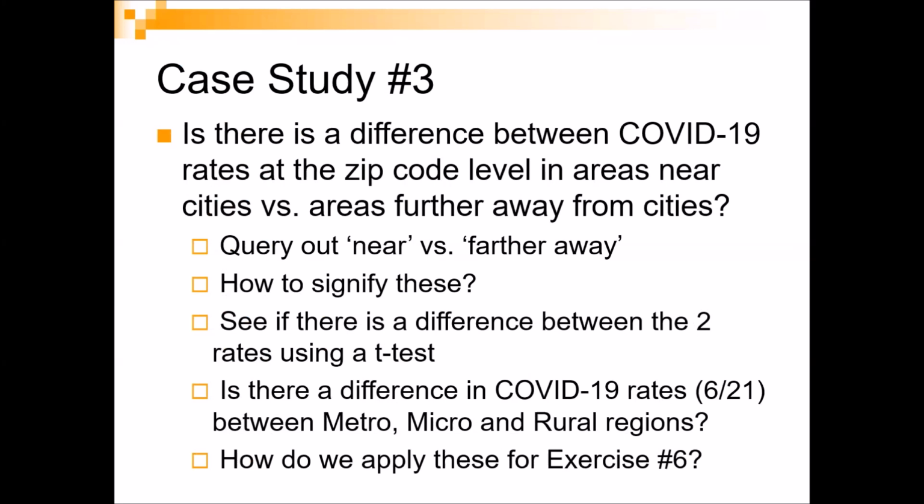And what I want us to do is open up case study number 3. And we're going to ask some real direct questions, meaning is there a difference between COVID rates at the zip code level in areas nearer cities versus areas farther away from cities? So urban versus non-urban COVID. And maybe think about that, but we're going to open up exercise number 3, or it's called case study number 3. Hopefully it's up there.